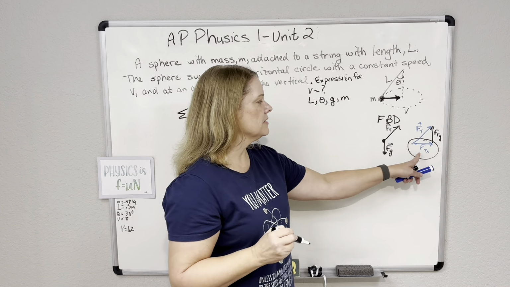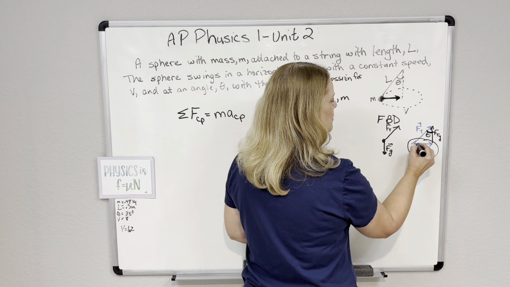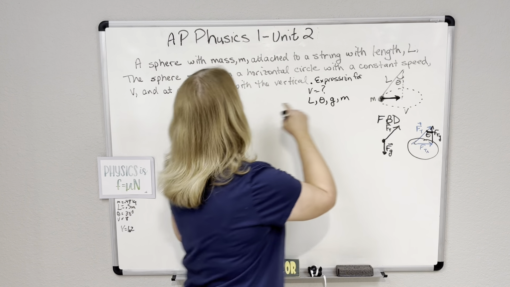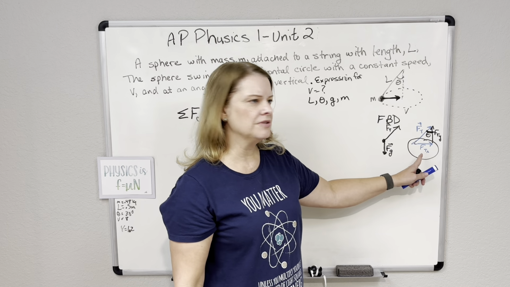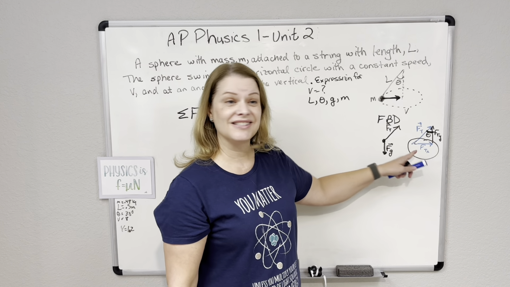Okay, that's it. And if this is theta, remember, they're not giving you this theta. They're not going to give you this theta in a pendulum. They're going to give you this theta with the vertical. So it's up here. So now my force of tension in the x is opposite that angle. That means that sine, right?